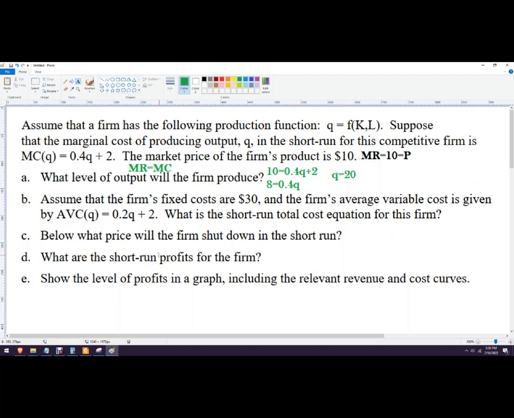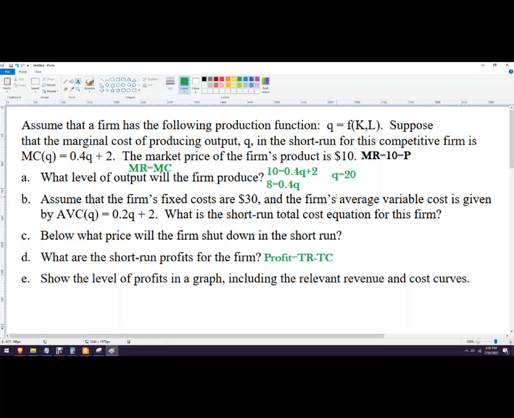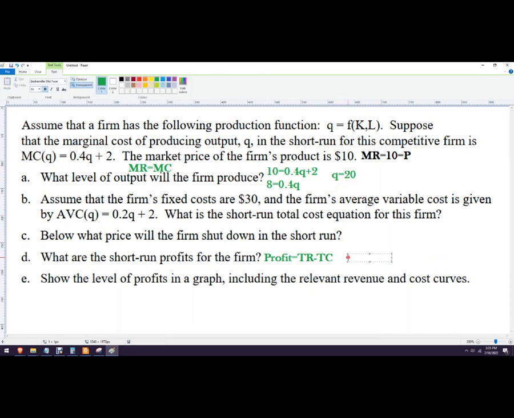Now let's skip down here. Short run profits for this firm. So this is going to be profit equals total revenue minus total cost. And so we know what total revenue is. It's 20 times the price. So total revenue is actually going to be 200. And then minus the cost of producing that many units. So the cost of producing that many units, we can use our average variable cost function. So put in 20 there.